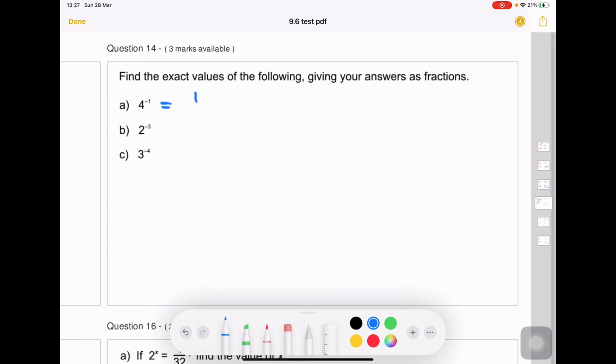Here we have 1 over 4 to the power of 1, which is just 1 over 4. Question 14b. 1 over 2 to the 3, which is 1 over 2 times 2 times 2, which is 1 over 8.